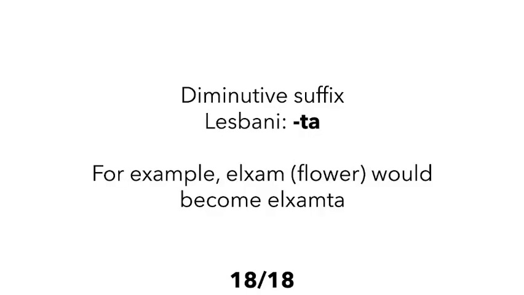And then the last one is actually a diminutive suffix. So we have this in English. I'm going to give you a quick rundown because there's a lot smaller chance you know what this is. Take the word like pup, for example, like baby dog. You can add E to that and say puppy, and then it sounds a little bit cuter. Or you can do mom and mommy. So in English, E is the diminutive suffix. So in Lesbani, it is pa. I don't really have that many words for that. So the example I just picked was elsham, which is flower. So if you wanted to make it like all small and cute, you would say elshamta.